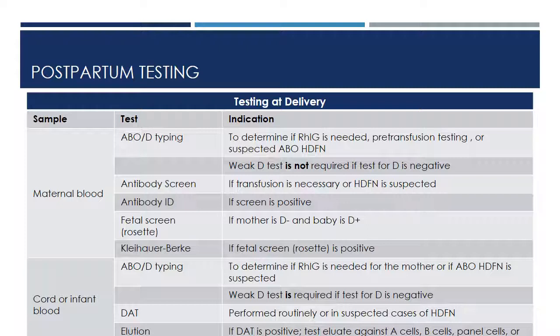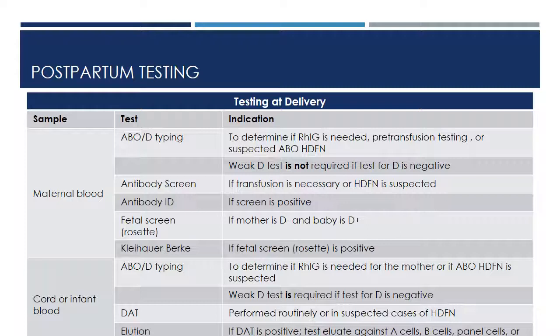Then you need to remove those antibodies and test them, find out what their characterization is. So basically you're going to elute those, you're going to perform an elution on the infant cells, which would separate the antibody from the infant's red cells. And then you're going to use that elution to perform an antibody identification.